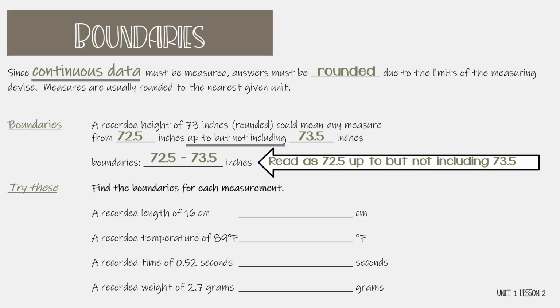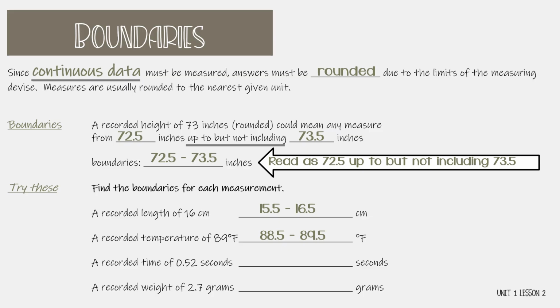So let's do a recorded length of 16 centimeters. The lowest value that would round up is 15.5 centimeters. And then it's up to but not including 16.5, because 16.5 technically would round up to 17. Let's look at the next one, 89. Let's go down one and stick a half on it, and then stick a half on the other end. That's easy if they're whole numbers. It might be a little trickier if they're decimals.